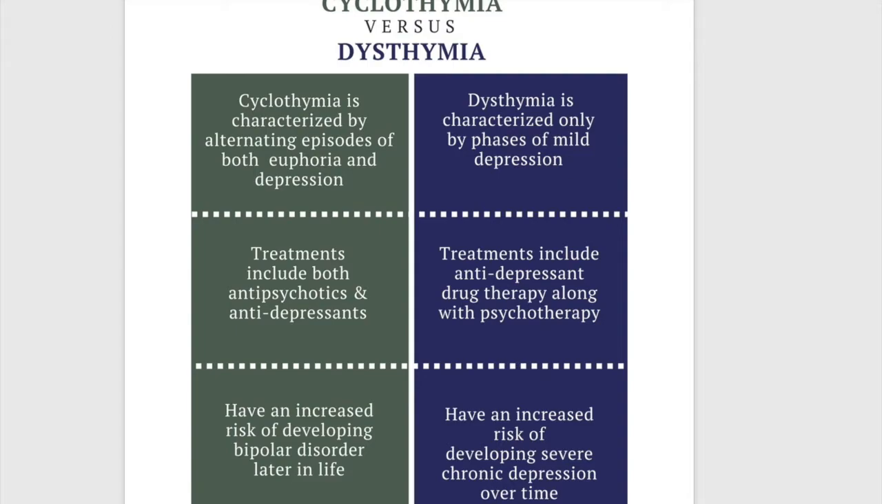So again, the major similarity for both of these is the 2-year minimum. And the other similarity is that they both are a lesser form with milder episodes of the criteria and symptoms of other diagnoses. And the major difference is that cyclothymia is more of a milder form of bipolar, while dysthymia or persistent depressive disorder is a milder form of major depressive disorder. So those are the major similarities and differences.